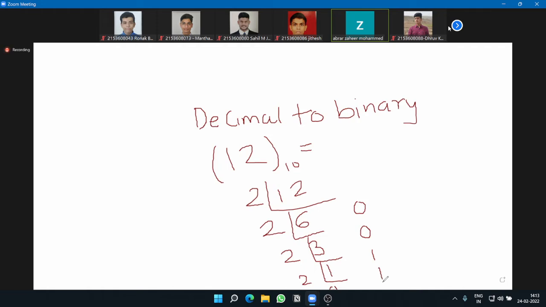the remainder is 1. So we have to start from this like this. You have to note down the remainder in this direction. Okay, the value for this will be 1100 to the base 2. In this way we can convert the decimal to the binary. Okay, everybody understood this?